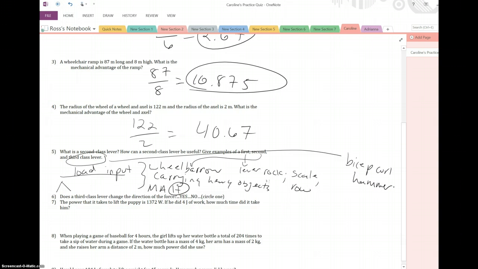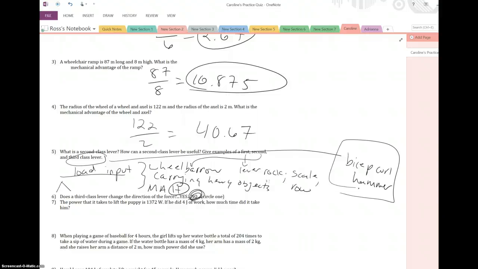Number 6, does a third class lever change the direction of a force? Circle 1. No, it does not. The third class lever, meaning the bicep curl or the hammer, you put the force in the same direction as the output force.